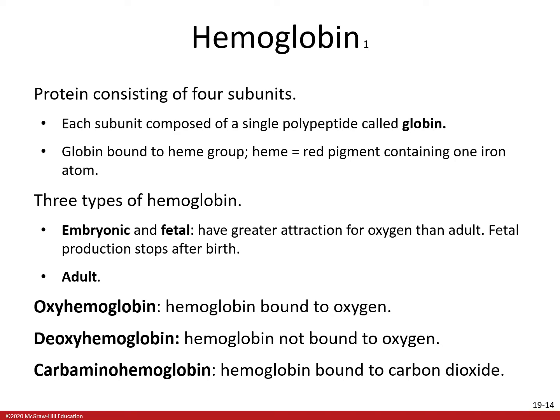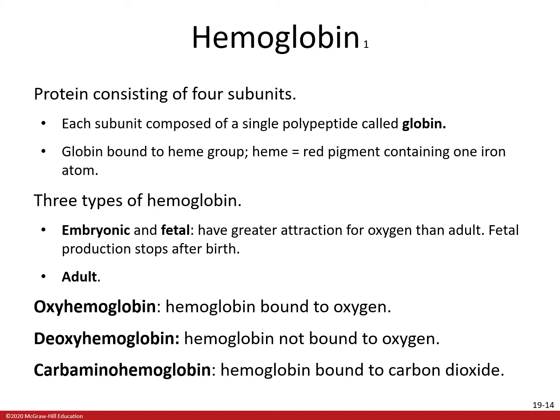It's also what gives blood that metallic taste, because for every hemoglobin, which is going to be composed of 4 globin, 4 heme, and 4 iron atoms, you get that nice metallic-y taste as well as that red pigment. Moving on to the 3 types of hemoglobin, you have embryonic, fetal, and adult, which are all going to be a little bit different from each other.